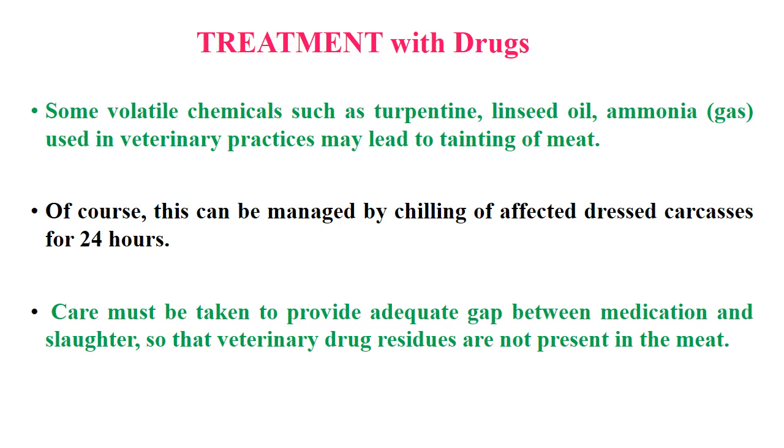Care must be taken to provide an adequate gap between medication and slaughter so that veterinary drug residues are not present in the meat. So whenever there is use of internal drugs, different kinds of antibiotics and other chemotherapeutic agents, there has to be a sufficient gap so that the drug residues are eliminated, so that the meat will be free from all such residues.